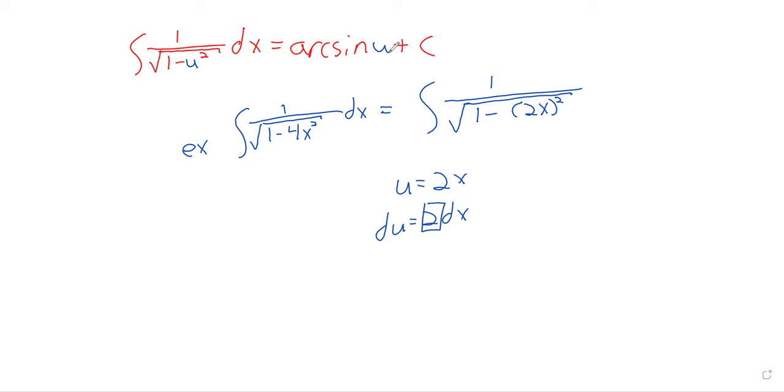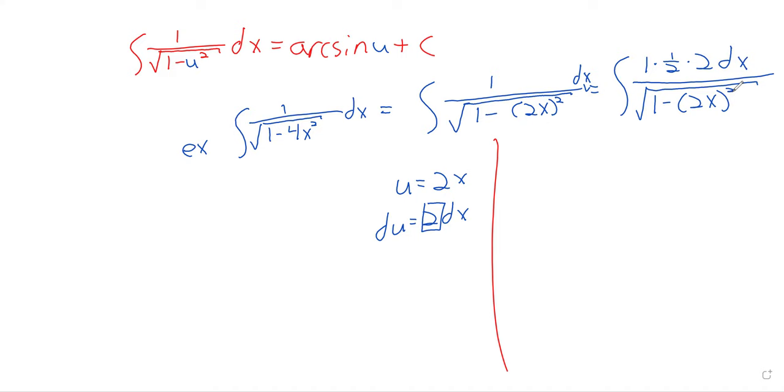And once we've had that kind of brain blast, actually doing it is much like all of the substitutions we've done. We need a 2. We don't have a 2. We can put a 2 in as long as we also put a 1/2 in to balance things out. Then this 1 that was there isn't really doing anything, and that 1/2 can pull in front of the integral. Again, we're only able to do this because they're constants.